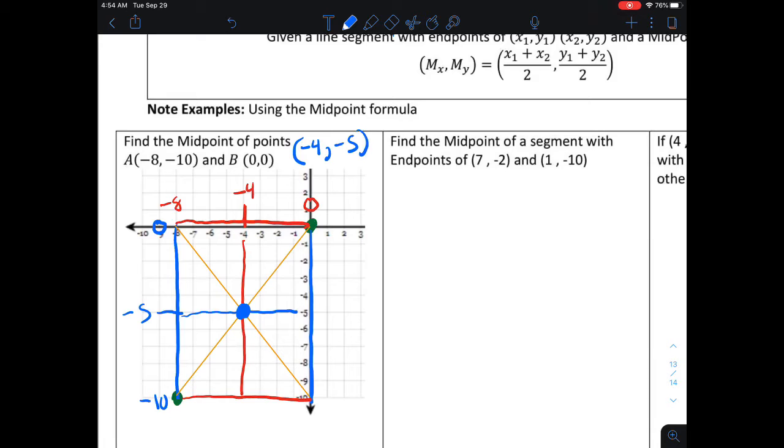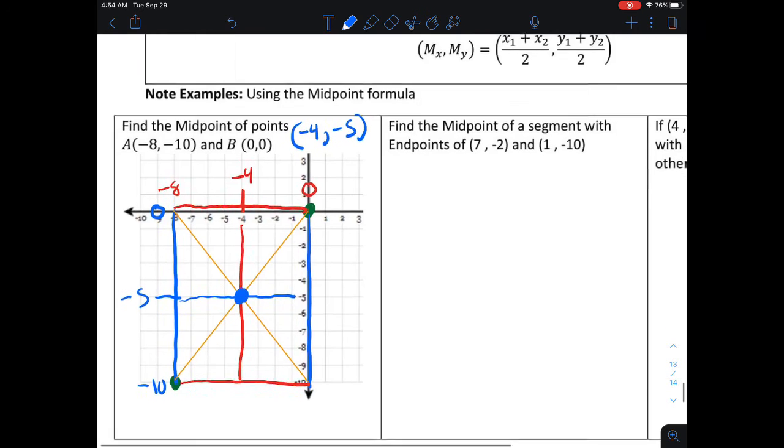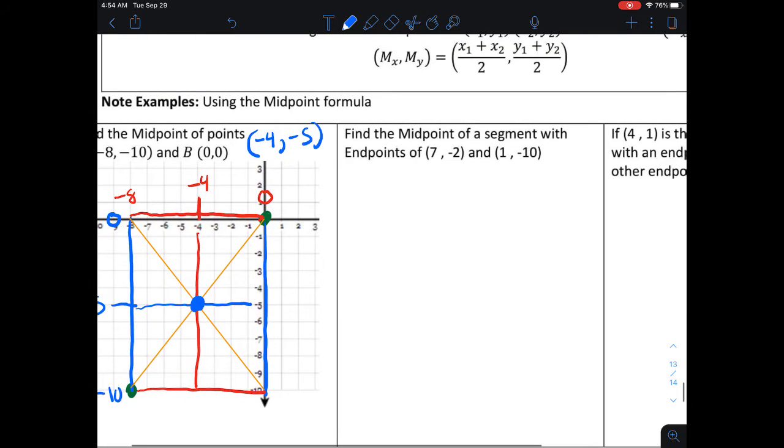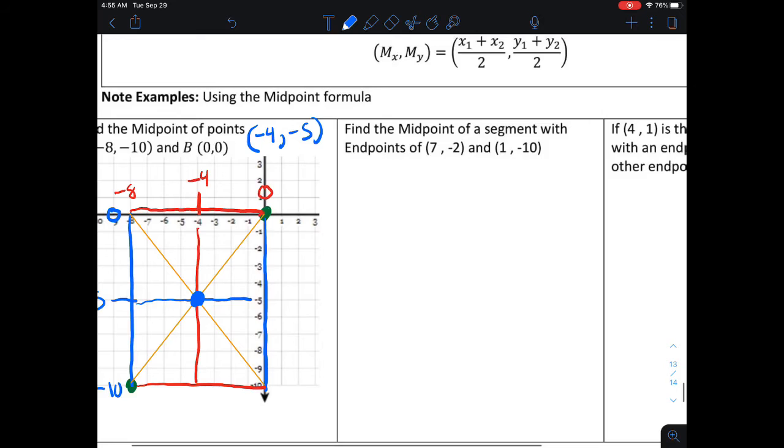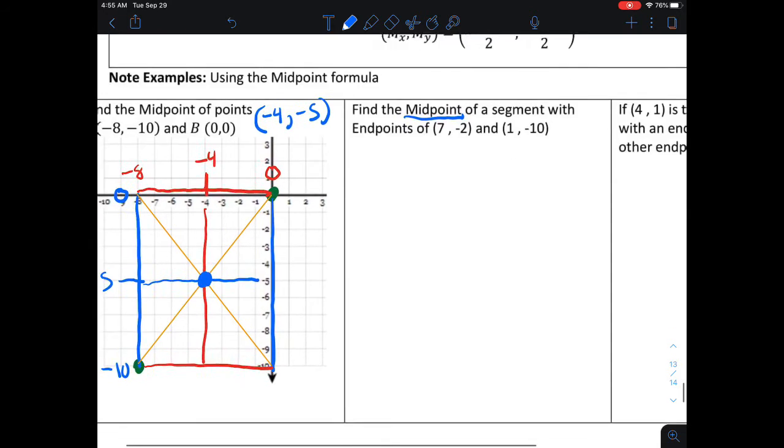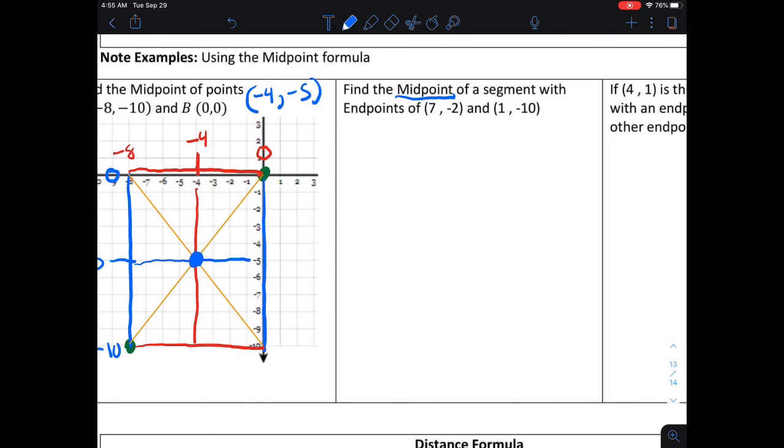So graphically, I'm just going to plot everything and figure out the middle numbers. Well, that's no different than if I'm doing it using a formula. If I'm given the endpoints of a line segment, say endpoints of 7, -2, and 1, -10, I want to find the midpoint. Midpoint's the middle, so we're going to find the middle x. I'm going to write that as mx. So for mx, you're going to take the x's, add them together, and divide by 2.